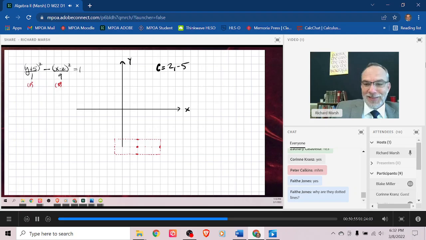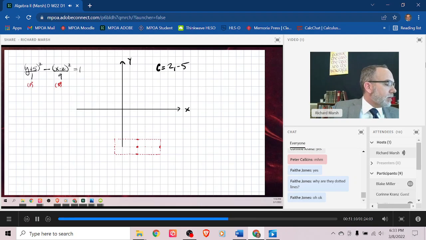Catch up, if you must. They're dotted lines. I draw them as dotted lines because it's not actually a solution point. It's not part of the graph. It's just the structure. And the book is using dotted lines too. That's a good idea, book. Mr. Book, we finally agree.